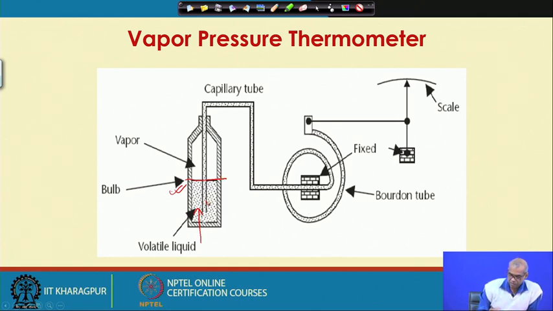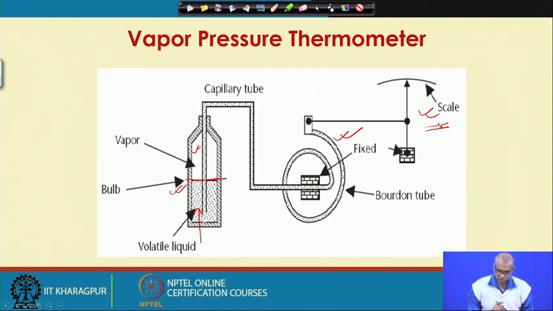So, if temperature increases, some amount of liquid will be evaporated, so the pressure will increase. The increased pressure will show increased deflection in this pressure spring, which will be read by this pointer and scale. If temperature is decreased, some amount of vapor will condense and the pressure will fall. That will also be indicated by movement of this pointer against the scale.